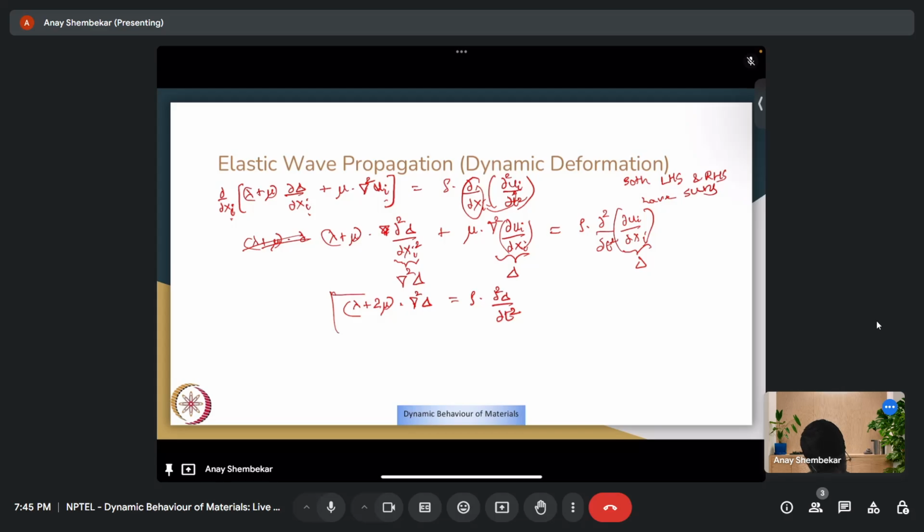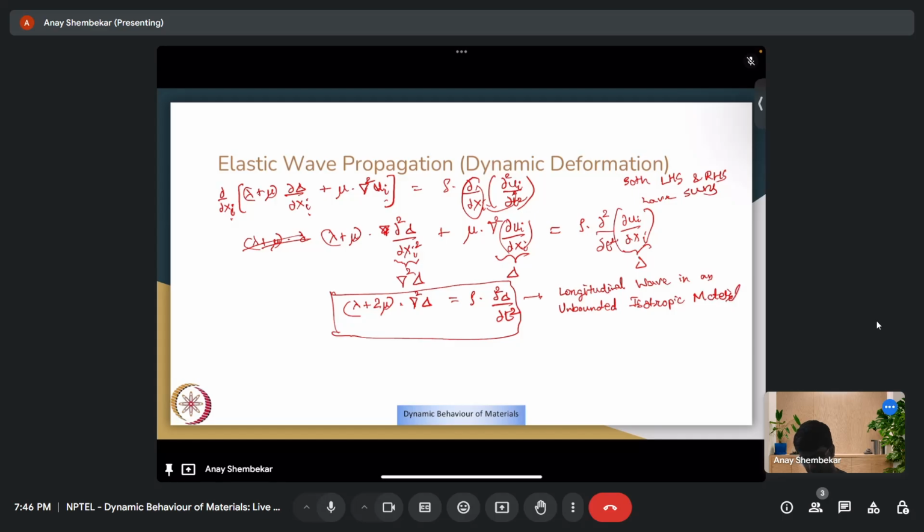So this is the equation for a longitudinal wave in an unbounded isotropic material.